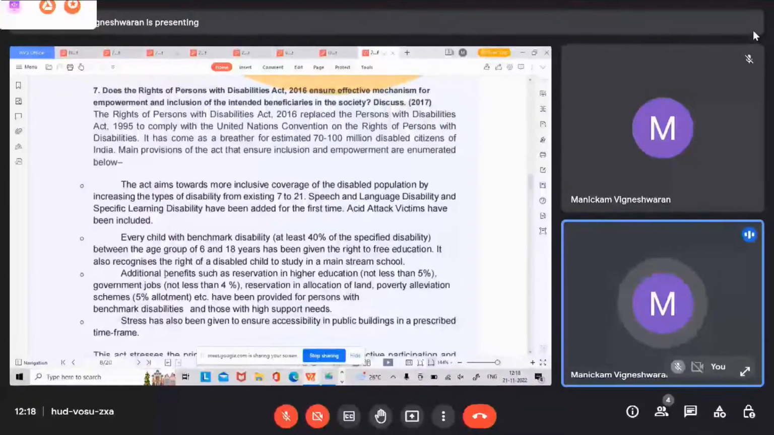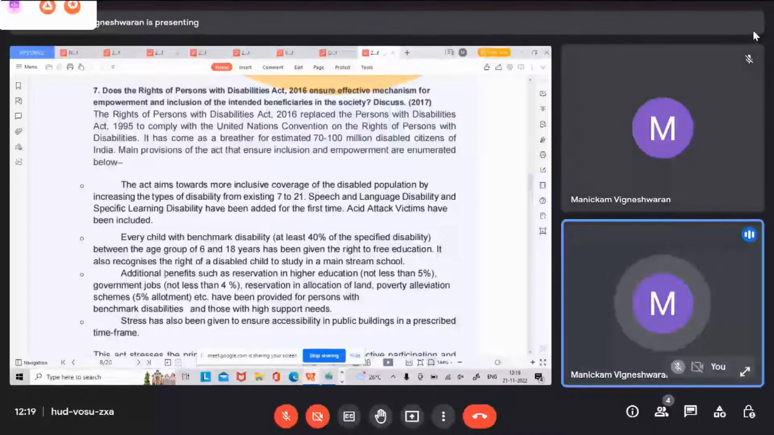The Act aims towards a more inclusive approach to the disabled population by increasing the types of disability from the existing 7 to 21. Speech and language disability and specific learning disability have been added for the first time. Acid attack victims have also been included. Acid attacks were often seen in the news, so the Indian government added them. The acid attack victims were also enumerated in the list of persons with disability.